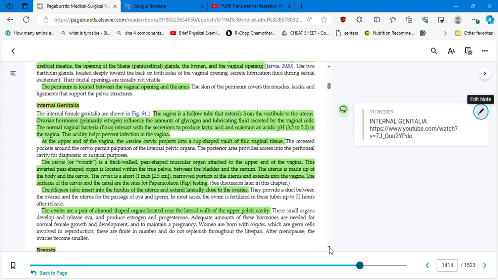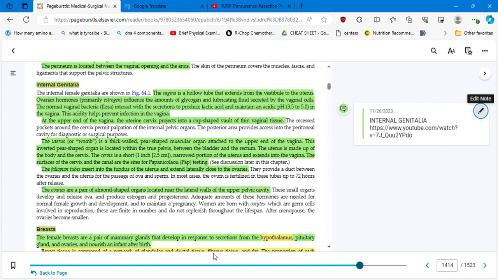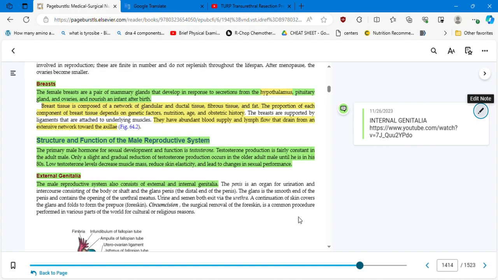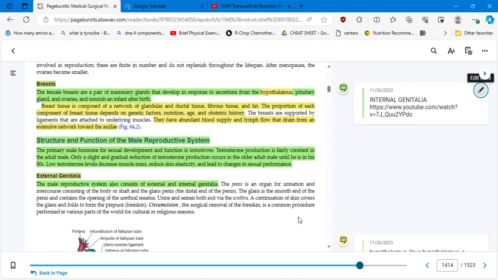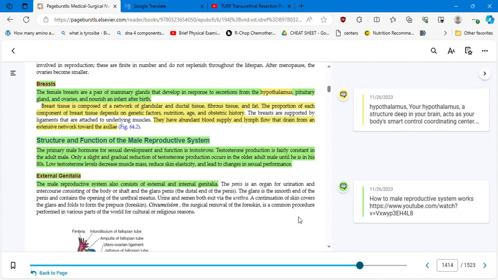Okay, so now we're going to talk about the breast. The female breasts are a pair of mammary glands that develop in response to secretions from the hypothalamus, pituitary gland, and ovaries, and nourish an infant after birth.